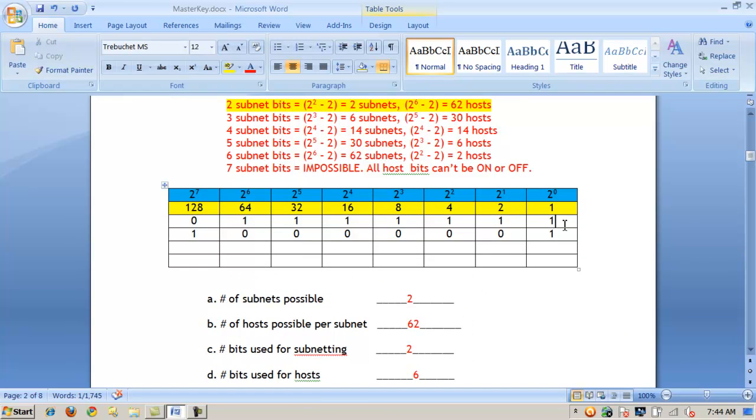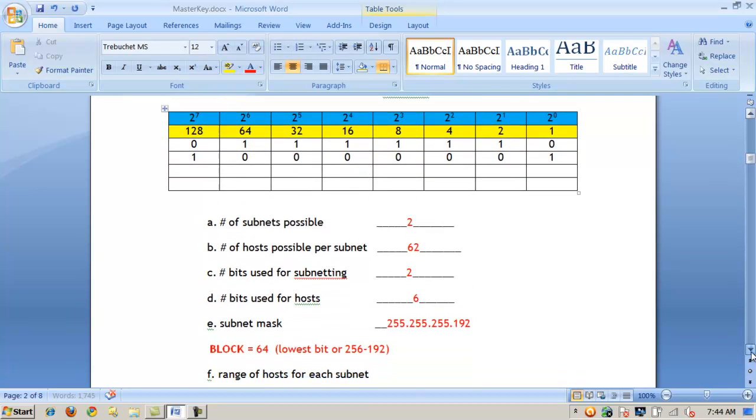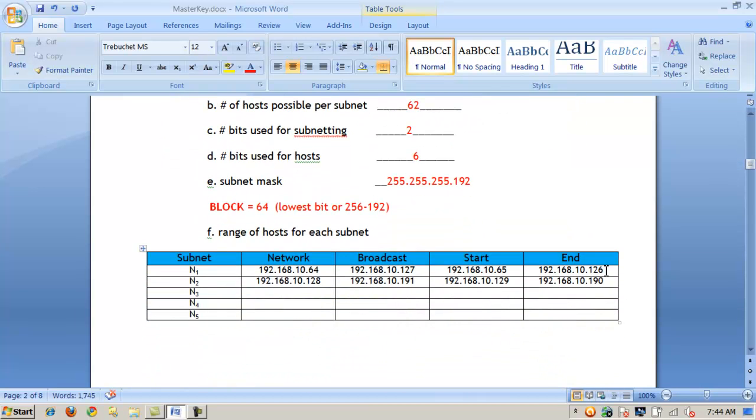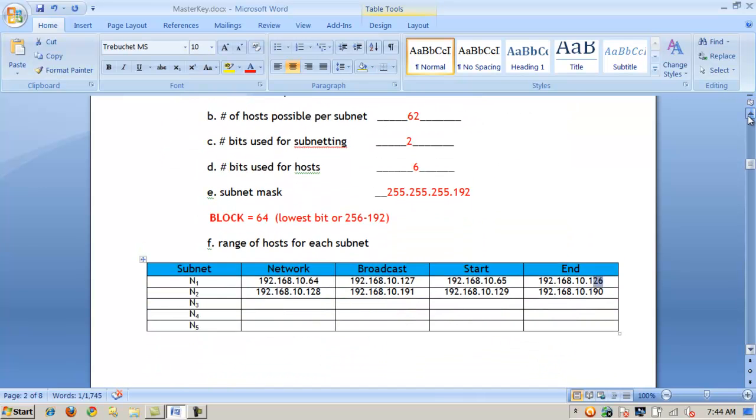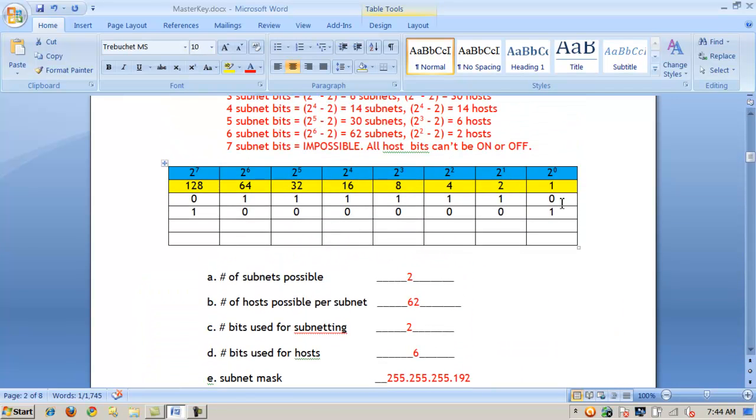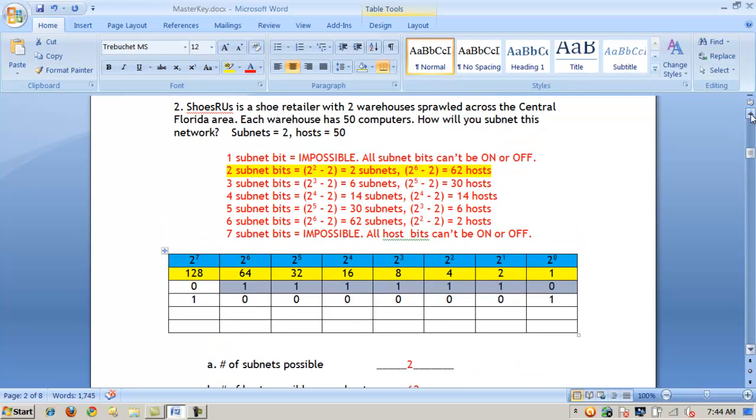Now, in order for it to be a valid IP, I can't have all those bits turned on in these last 6 columns here. So I need to at least turn this bit off, which means that the last valid IP I would obtain for network 1, or that subnet, would be 126. So you can use the formula, you can use the block, you can use the byte table. You can use all 3 or a combination of whichever 2 you like.